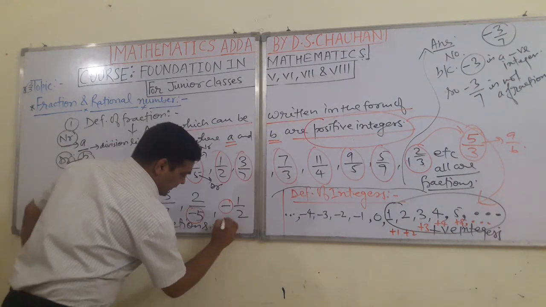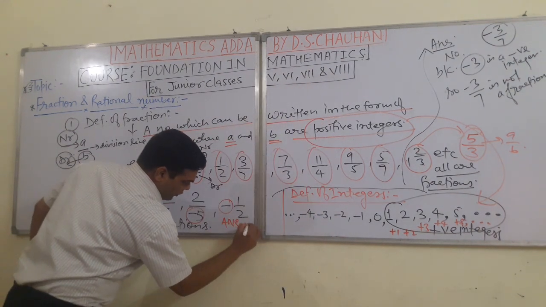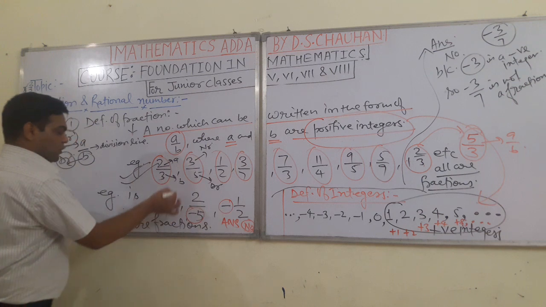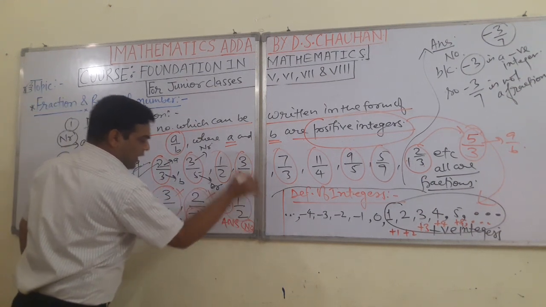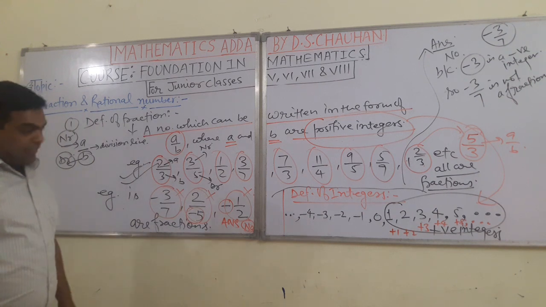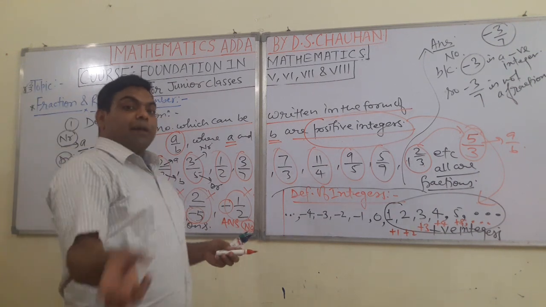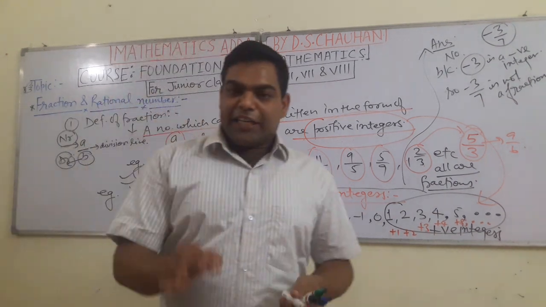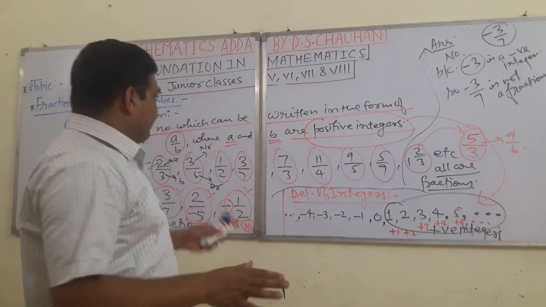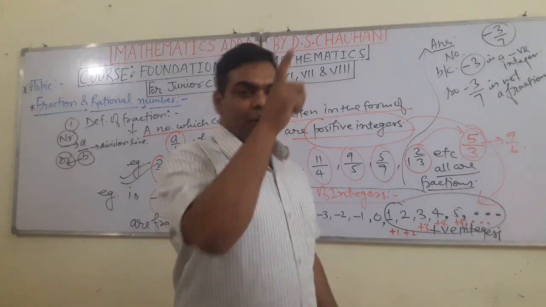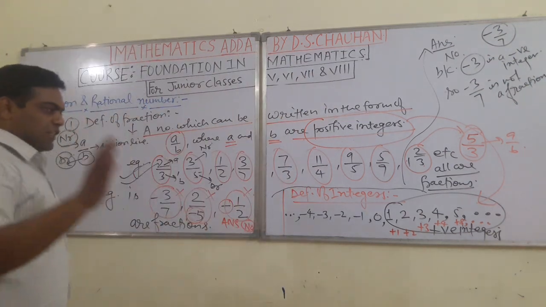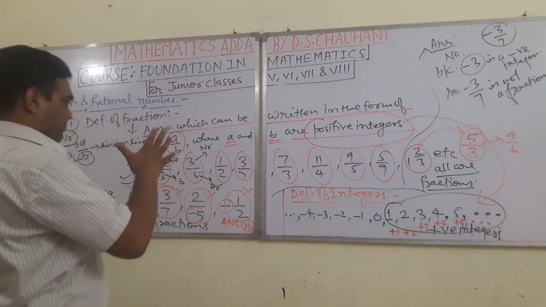So the answer is here no. All these are not fractions. So this is not a fraction, not a fraction, not a fraction. Reason? Remember, to be a fraction, numerator and denominator, I mean a and b, both must be positive integers. I hope it is clear to all my students.